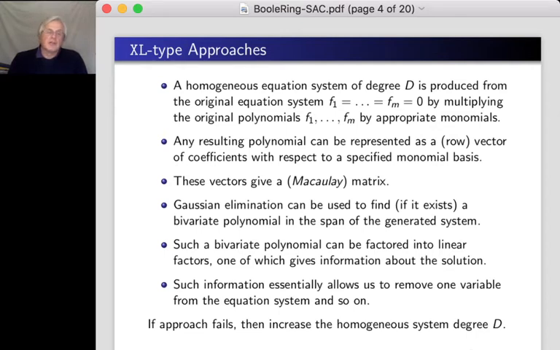So we homogenize the original system, which is what gives rise to the bivariate polynomial. If we hadn't homogenized the system, then we would do exactly the same thing, except we would then be looking for a univariate polynomial, which we could factor in the same way.